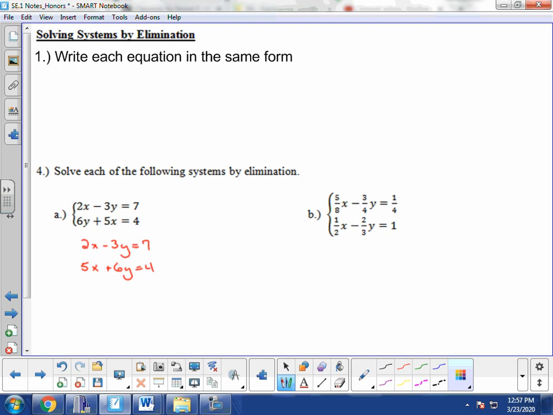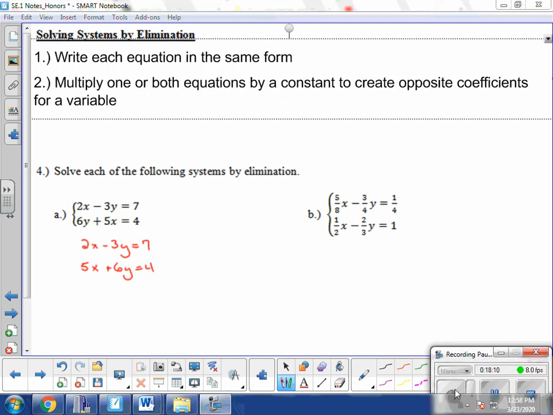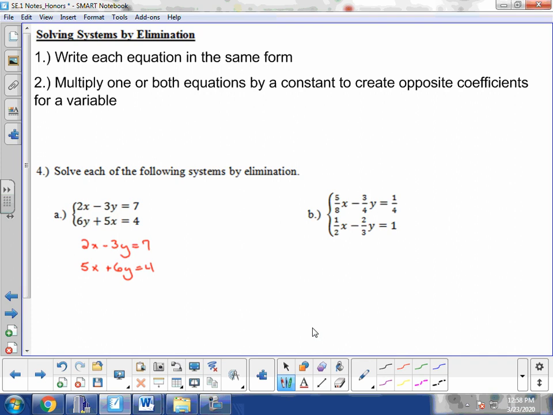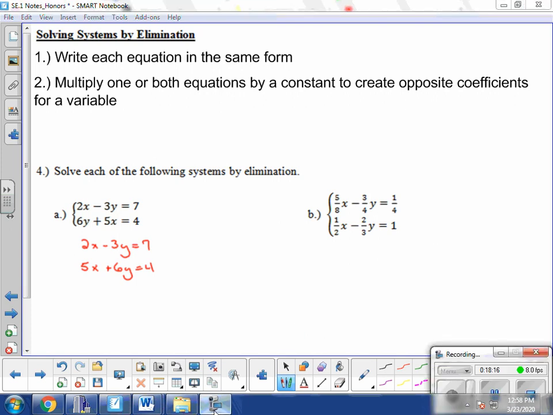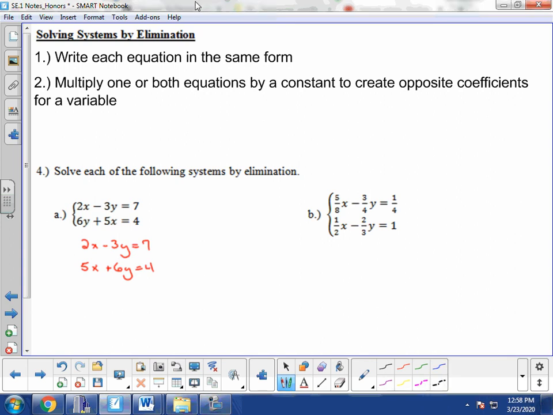Now, in the elimination method, the goal is to essentially combine these two equations to make one variable disappear. So in order to do that, we use multiplication. What we're going to do is multiply one or both of the equations by a constant that will create opposite coefficients for a variable.